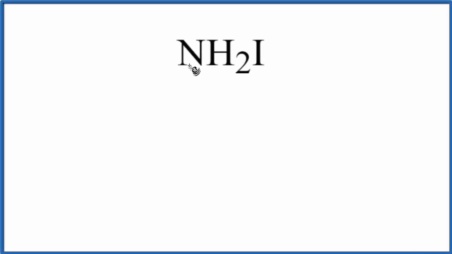In this video, we'll draw the Lewis structure for NH2I. First thing with Lewis structures, we count the valence electrons. Nitrogen's in group 15, sometimes called 5A, 5 valence electrons. Hydrogen's in group 1, it has 1, but we have 2 hydrogen atoms. Plus iodine has 7. That gives us a total of 14 valence electrons for NH2I.